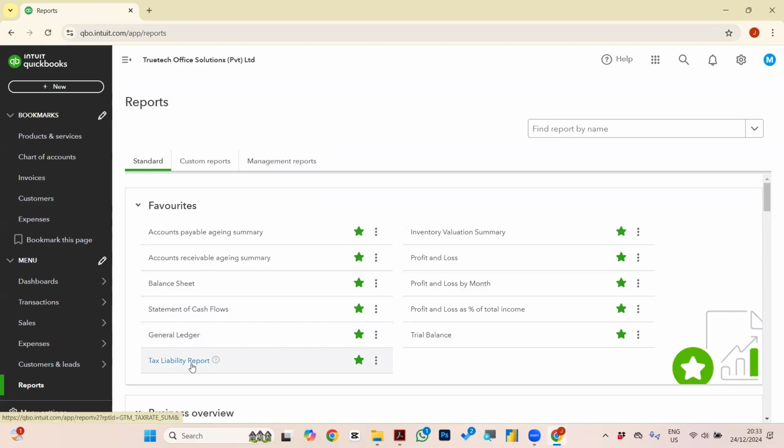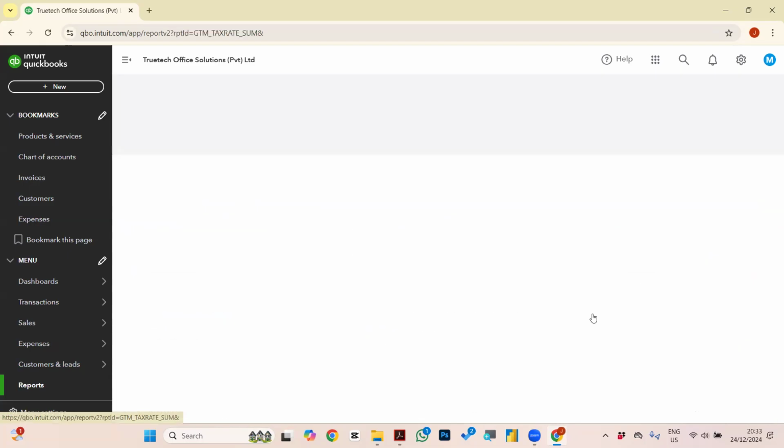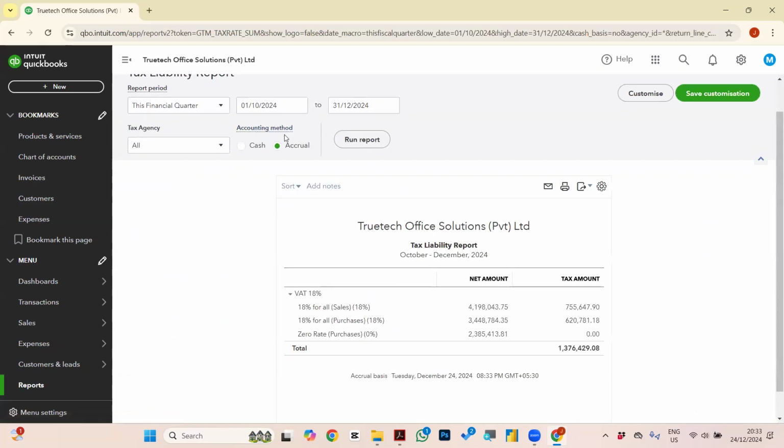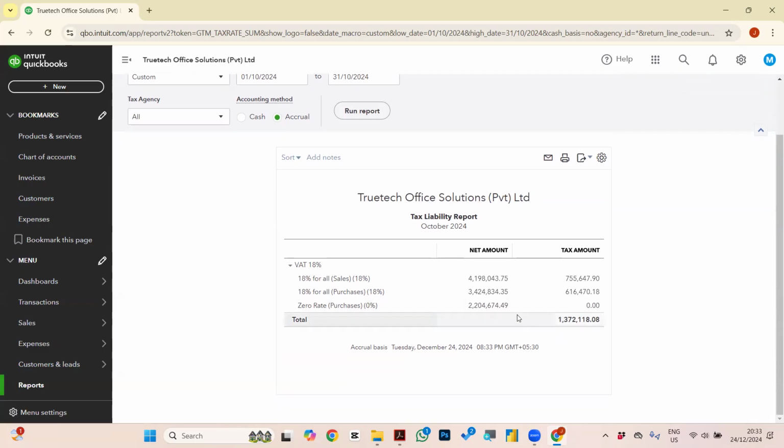And also, I want to show you the tax liability. I'm showing the tax liability on 31st October only for this period. Run the report. Yeah, October only is showing here. So you see here, from the sales, we have collected 4.1 million. From the purchases, we have paid 3.4 million. So in this case, we only have to see the difference. Right? It shows the difference.